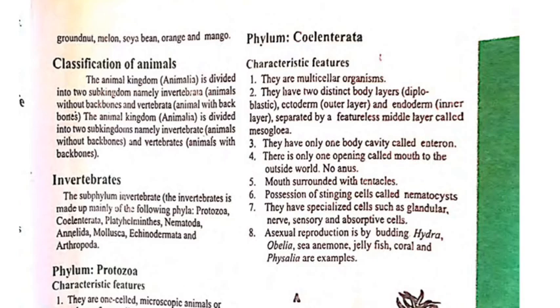So they are multicellular organisms. They have 2 distinct body layers. That's they are diploblastic. Thus, they consist of 2 distinct body layers, which are the ectoderm and the endoderm.